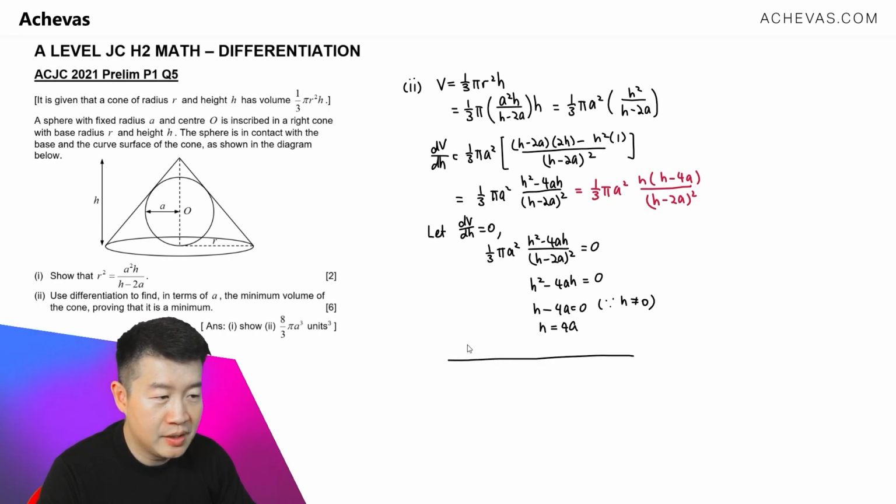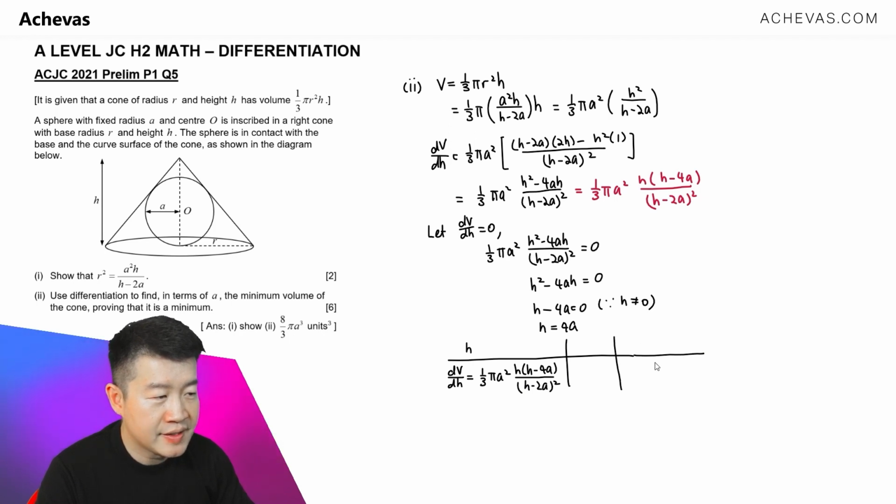So I'm going to draw a table where I will have h as the first row, and the second row is dV/dh. For the expression of dV/dh, I'm going to use this: 1 over 3 pi a squared of (h minus 4a) divided by (h minus 2a) squared. Based on this, we are going to take a look at whether the sign of dV/dh is positive or negative. Then it's going to derive for us the shape of the graph of V versus h. So let's take a look.